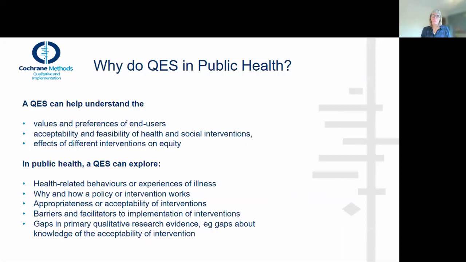And so in public health more specifically, we've got a few bullet points here as to what a QES can explore. Both health-related behaviours or experiences of illnesses, how and why something might work, how appropriate or acceptable it might be. And I've talked about barriers and facilitators already. And also it can help identify any gaps in primary qualitative research evidence. And what we particularly found is that there can be gaps about knowledge of acceptabilities of interventions in public health.